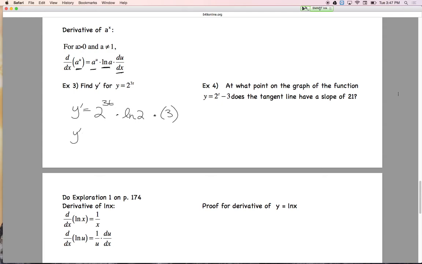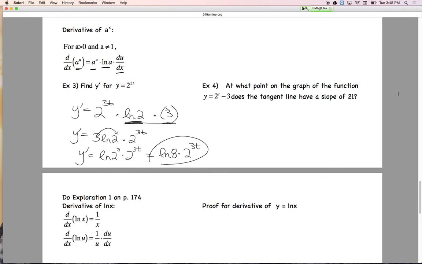And then we can rewrite this and bring this out front. Now, do not make the mistake of saying natural log of 2 times 3 is natural log of 6. That's not correct. You can bring that 3 to the front of it and have 3 natural log 2 times 2 to the 3t. And then what we can do here is this is to the first power. We put the monkey back in the tree, so that'd be natural log of 2 to the third power times 2 to the 3t, which is equal to natural log of 8 times 2 to the 3t. And there's your derivative.